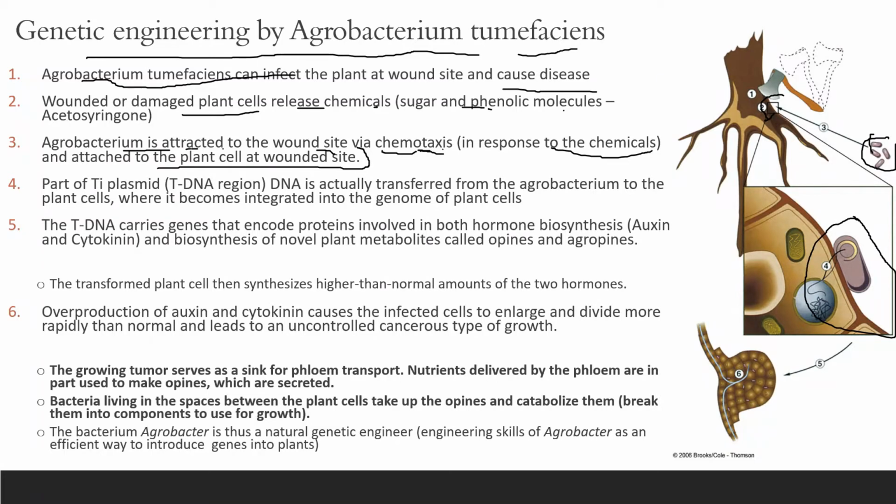Also, part of the Ti plasmid, which we know as the T-DNA region, is actually transferred from the Agrobacterium to the plant cells, where it becomes integrated into the genome of the plant cells. So this is Agrobacterium-mediated gene transfer. These are small bacteria which we know as Agrobacterium, which contain a Ti plasmid within themselves.